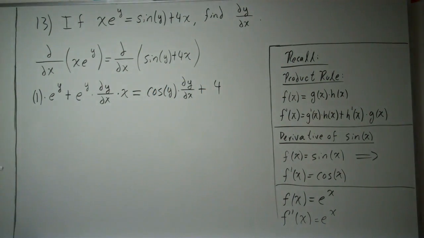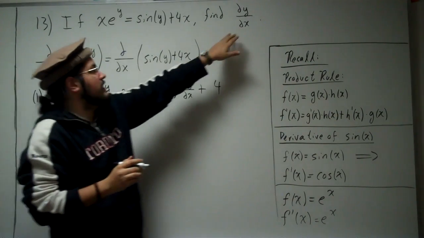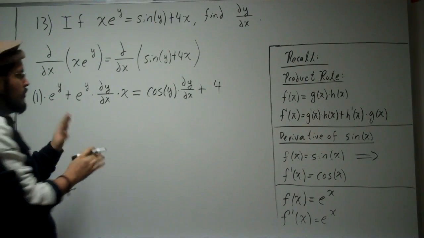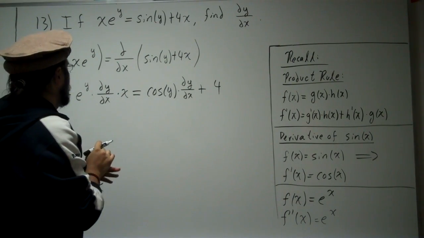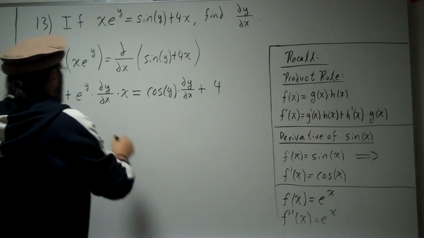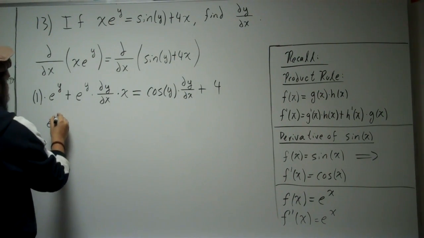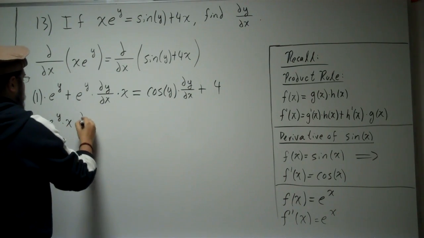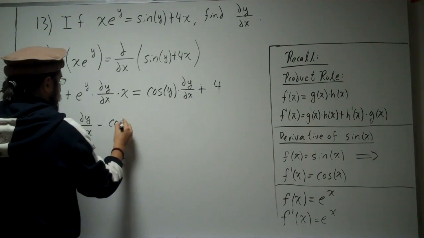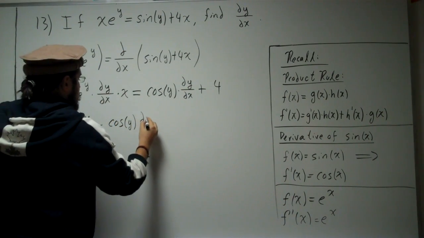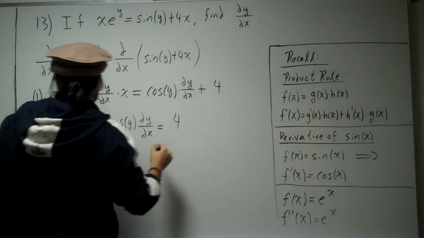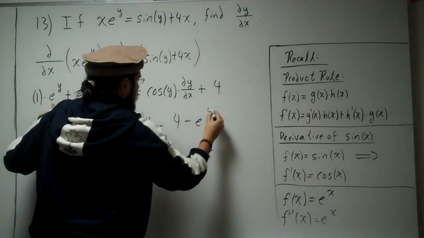Now we're going to solve for dy/dx, because we need to find dy/dx. So I'm going to move everything that has dy/dx to one side. We can move this over here, and we can move this e to the y to the other side. So I'm going to have e to the y times x dy/dx minus cosine y dy/dx, and that's equal to 4 minus e to the y.